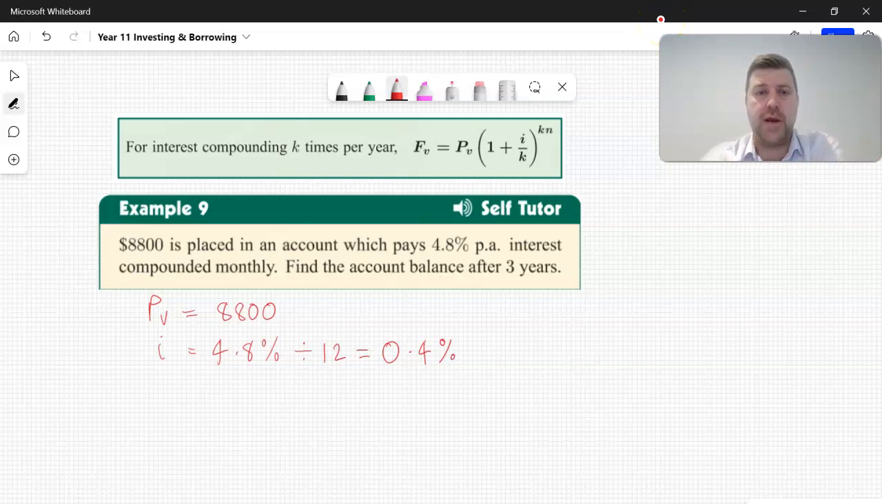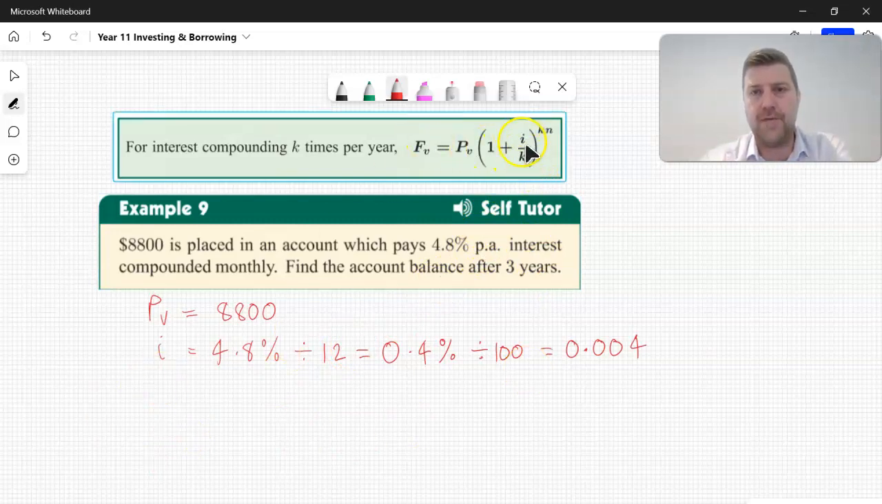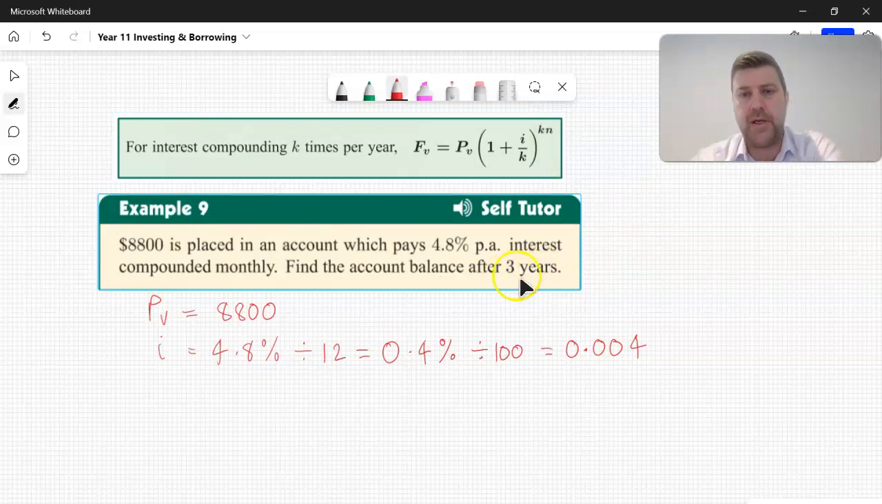I've just calculated an interest rate per month. But although that looks like a decimal, it's still an interest rate per month. I need to convert it to a decimal by dividing by 100. So final step is to divide by 100, which would then take it to 0.004. And then I can just pop that value straight into the formula here for I over K. Now, to the power of K times N, that's, again, the number of periods that my interest will be compounded over 3 years.